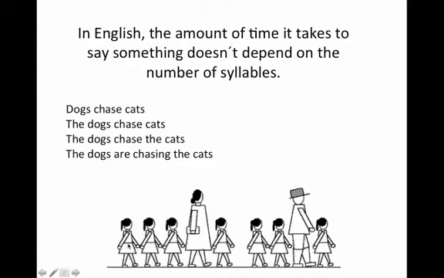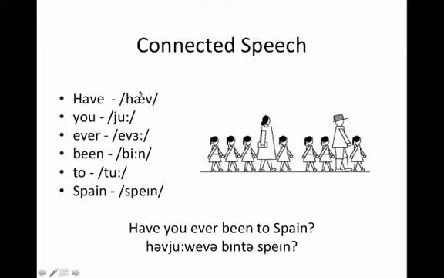So the important thing about this is not how we pronounce the important syllables, like these ones here, but what actually happens to the syllables that we don't pronounce as strongly in a stress-timed language. What happens to the syllables in between? A really good way of doing this is to look at the words separately and use the phonemic chart to look at this. So, have. If we say this on its own, this is like a strong version. You, ever, been, to Spain.